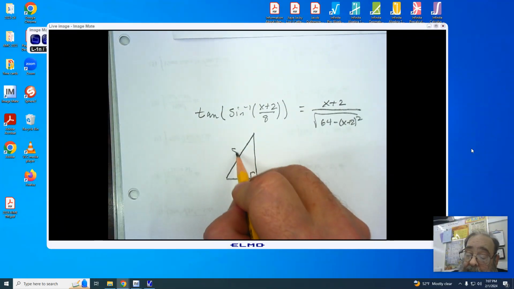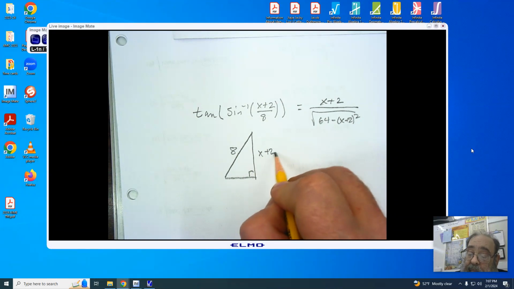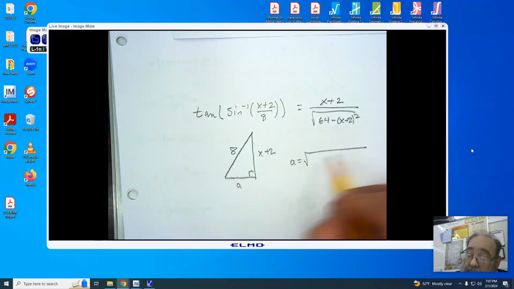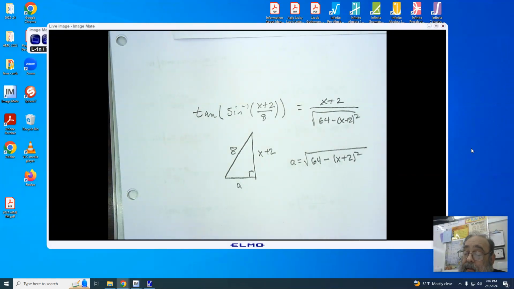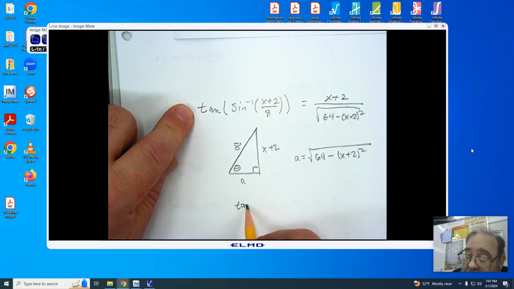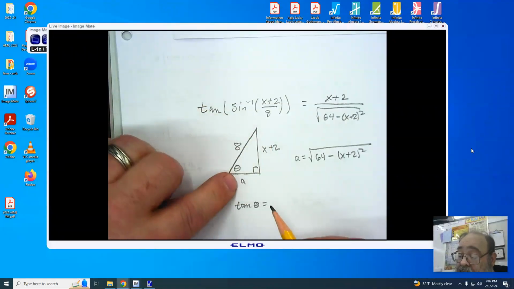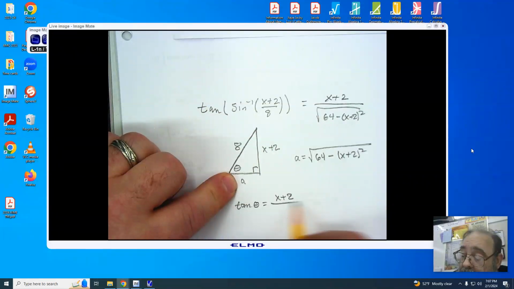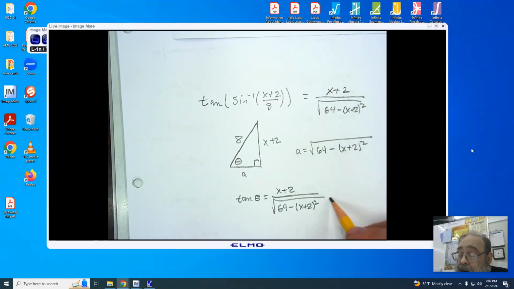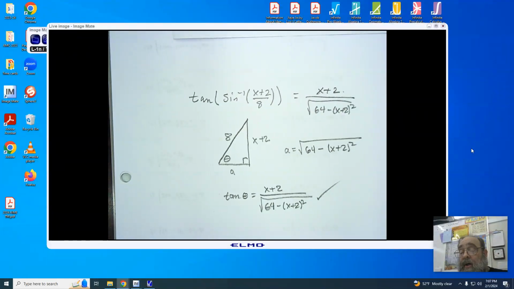That means that my hypotenuse is 8 and my opposite side is x plus 2. By using the Pythagorean theorem, we know this side A has to be the square root of 64 minus x plus 2, the quantity squared. And I can then find the tangent of this theta, and tangent of our theta is the opposite over the adjacent, x plus 2 divided by the square root of 64 minus x plus 2, the quantity squared. Notice we have now set it equal, it has worked, and we are done.